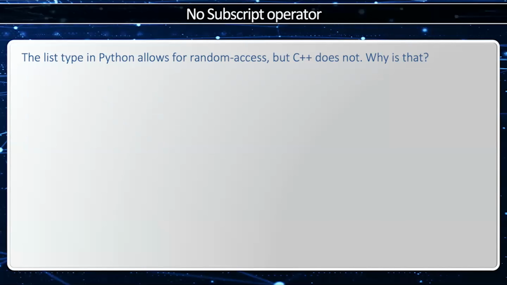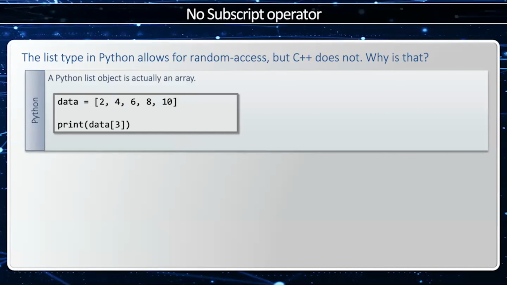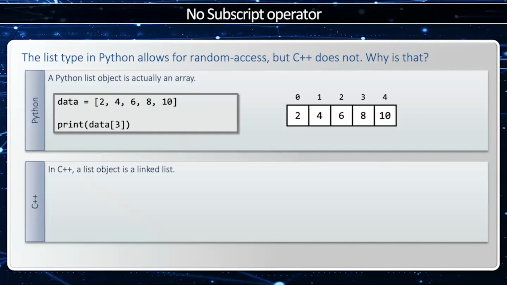The list type in Python allows for random access, but C++ does not. Why is that? Well, first of all, a Python list object is actually an array. So if I say data = [2, 4, 6, 8, 10], I can say print(data[3]), and that's because all these elements are next to each other in memory, so I can jump to the given slot in O(1). Now in C++, a list object is a linked list.